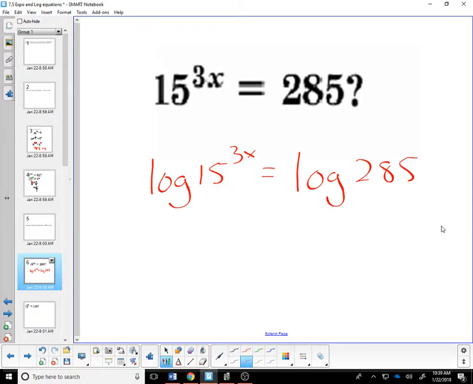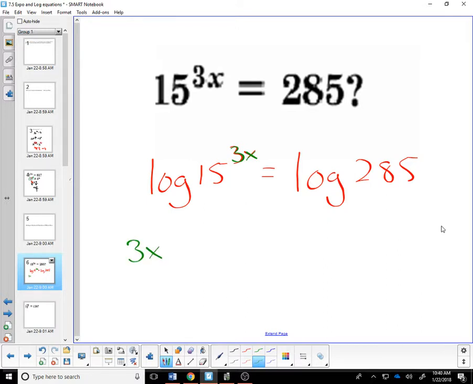It's the same thing up top, except I took the log of each side. So now it's log of 15 to the 3x is equal to log of 285. And of course, those are base 10s, right? Now, the reason why I did that, remember with the logarithms, there was that exponent rule? If I have a logarithm and the solution has an exponent, what can I do with that exponent? Move it. Yeah, I can move it to the front.